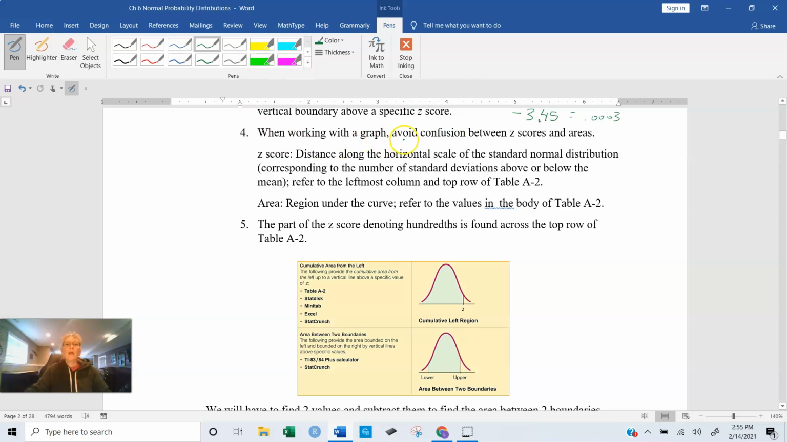Okay, when working, avoid confusion between the z-scores and the area. They are different. Z-scores is what we use to find the area. So the z-scores is what's on the side and the top, and the area is what's in the middle of that table. All right, they are not the same thing. All right, let's go through and see if we can actually use one of these.